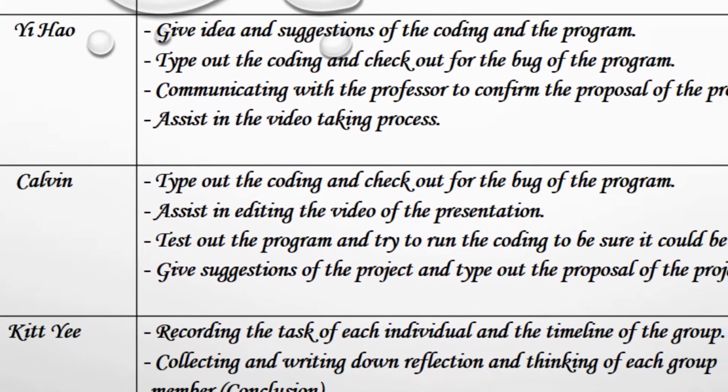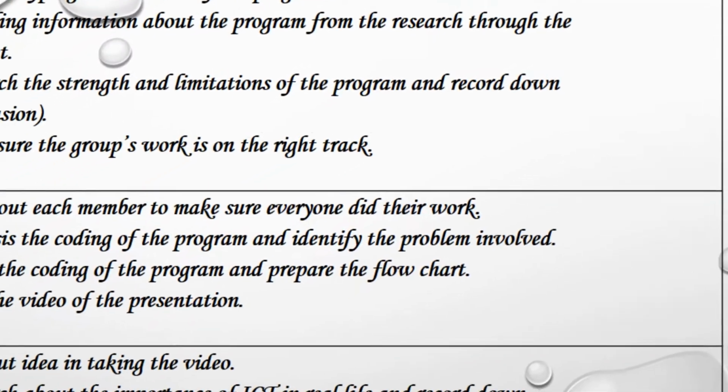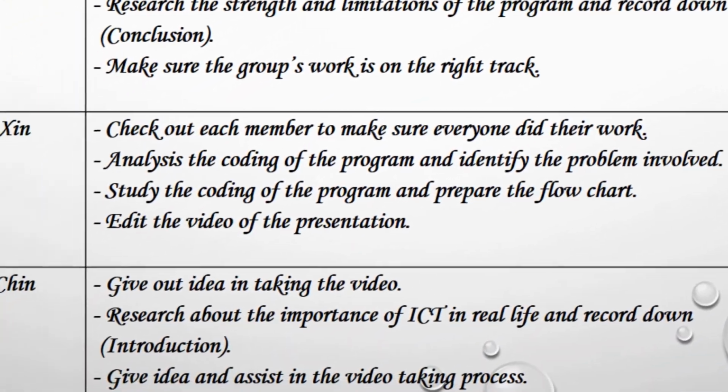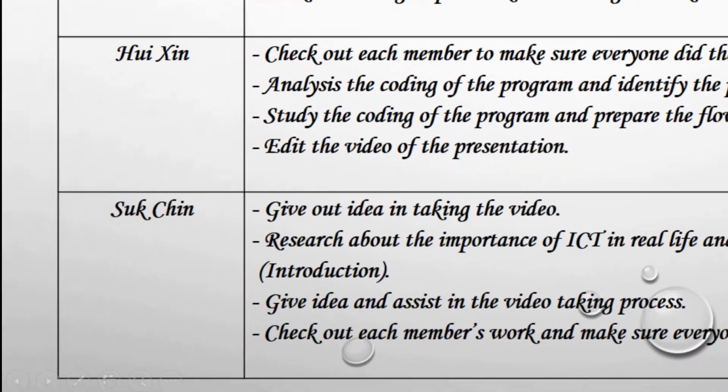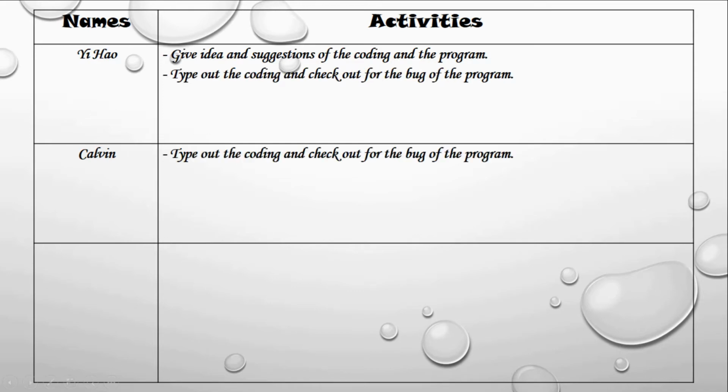There are a few involvements of each member throughout the process of finishing the project. Each member has a different task distribution. For example, Yi Hao and Kelvin are quite good in coding, so they are in charge of typing out the code and checking for bugs in the program.